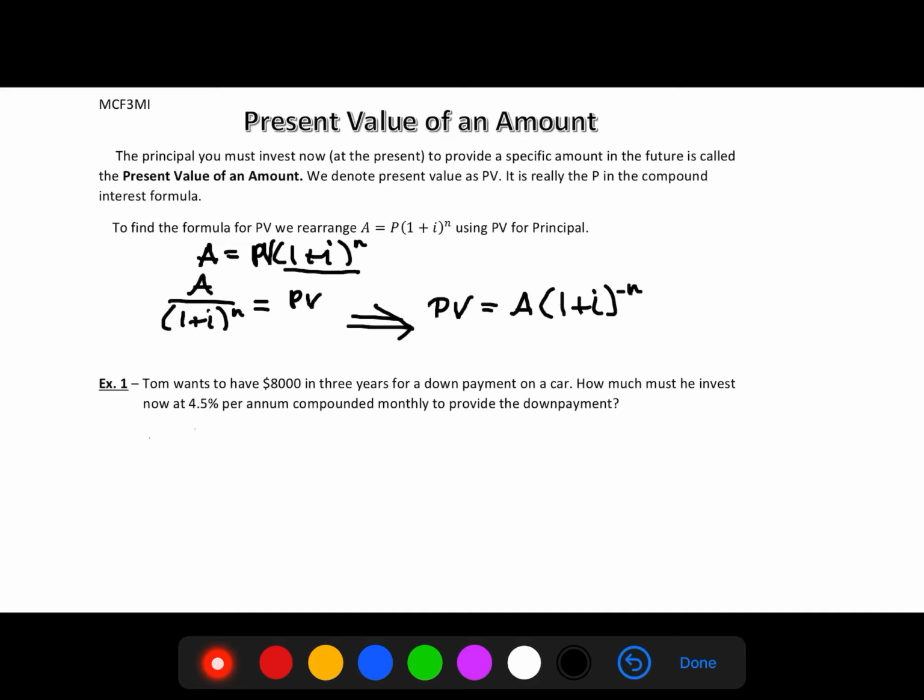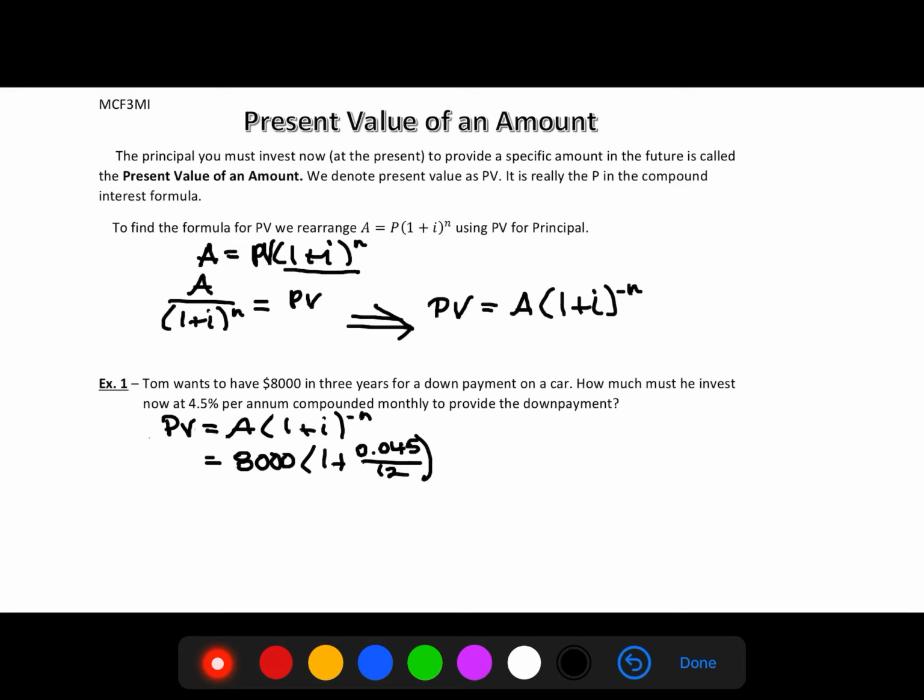We are going to figure out that Tom wants to have $8,000 3 years from now for a down payment on a car. How much must he invest now at 4.5% per annum? And remember, per annum is simply financial way of saying per year, compounded monthly to provide the down payment. So, starting with our formula, as always, and the amount that Tom wants to have is 8,000.